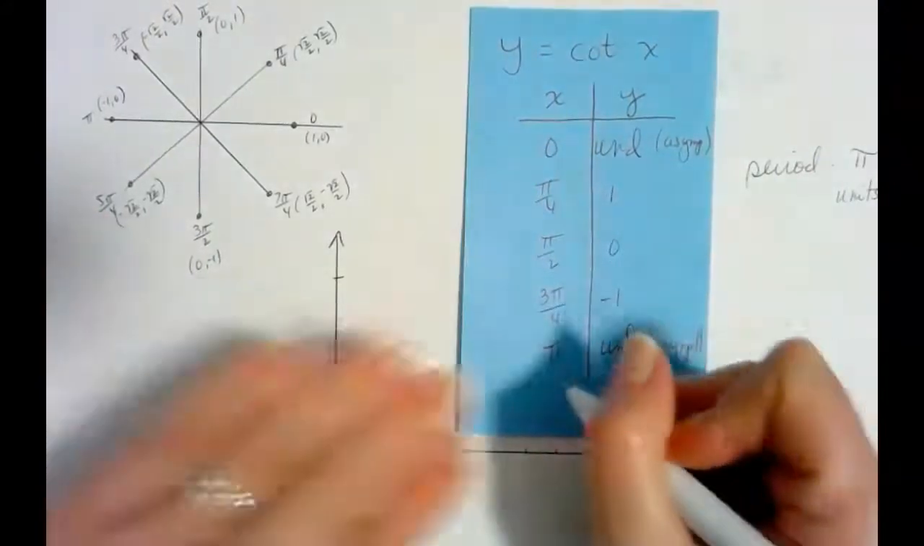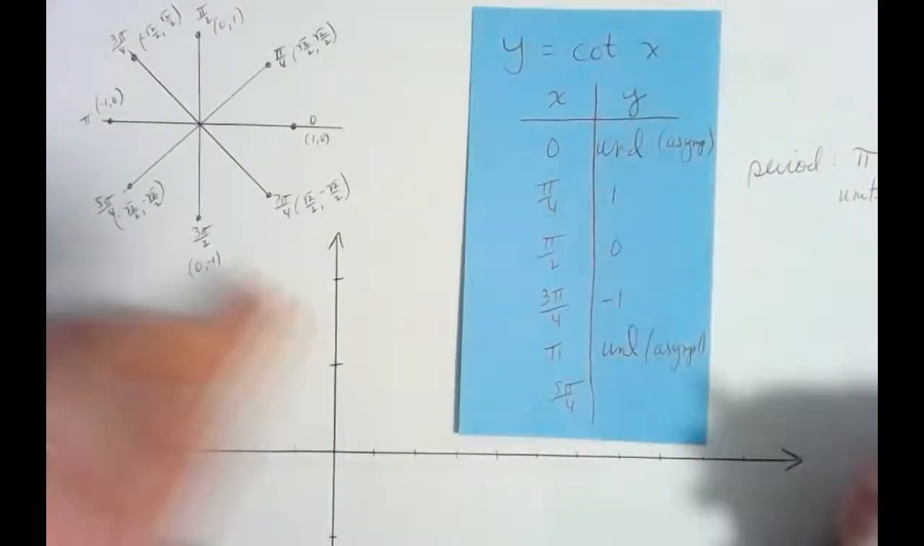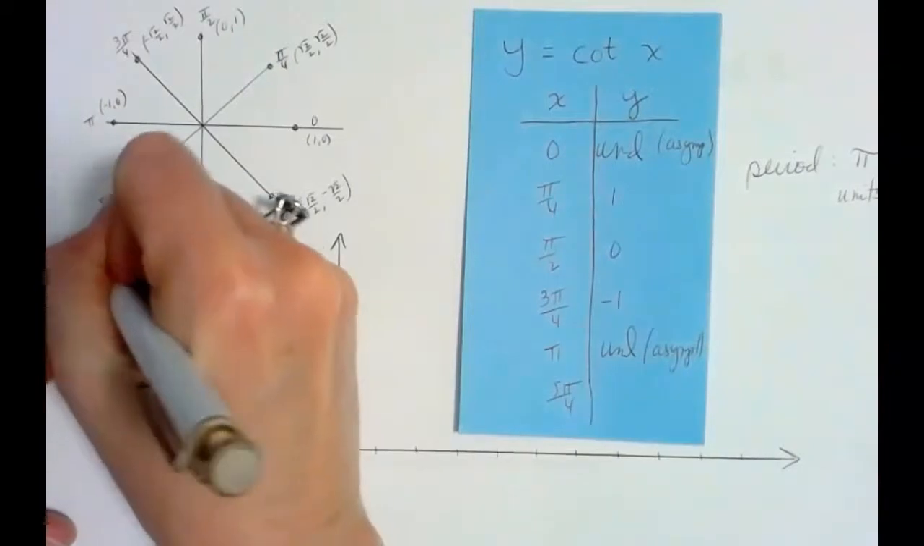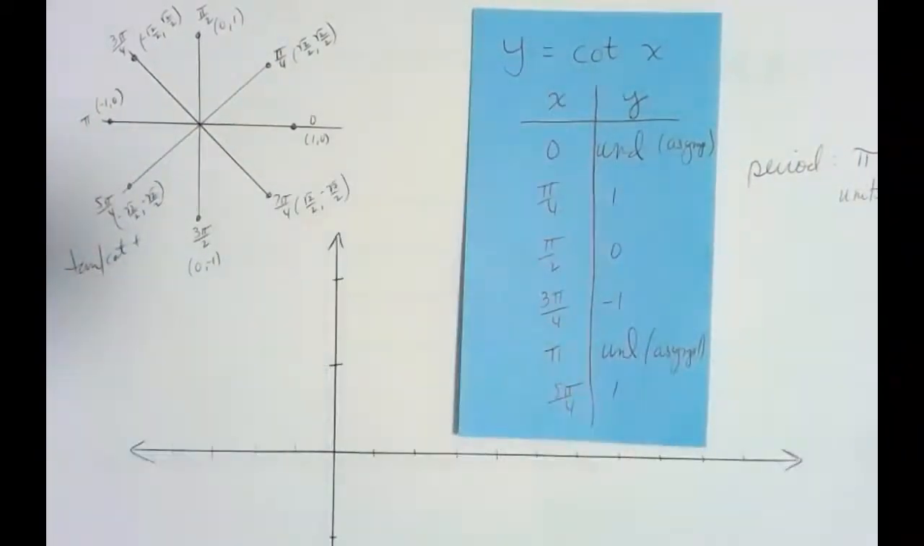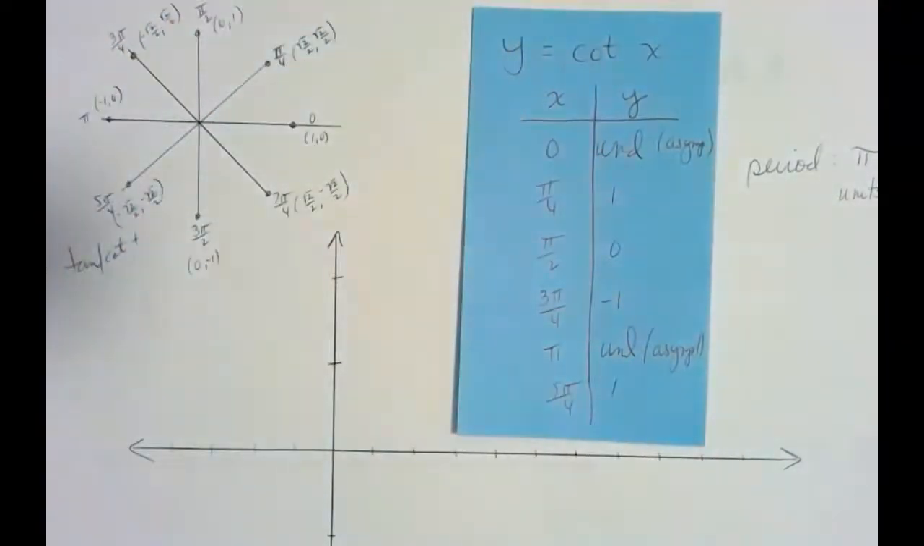And then 5 pi over 4, I'll squeeze one more on here, 5 pi over 4. Remember, in quadrant 3, the tangent and the cotangent are positive. That's equal to 1. So this goes from asymptote to asymptote. So that's going to give us one full period.